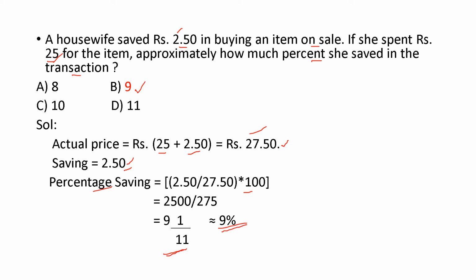So the housewife saved rupees 2.5. She has given 25 and she has saved 2.5, so the actual price is 27.5. From that, the percentage saving is being asked. So the saving amount divided by total amount into 100.